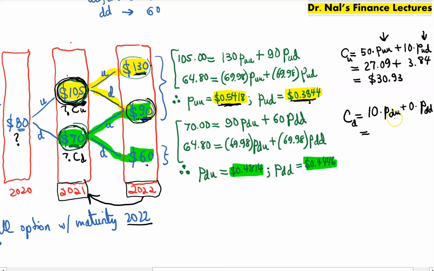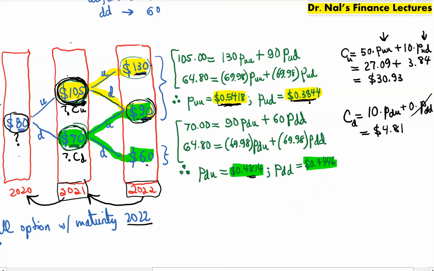So it's just 10 times, because 0 times this one will just vanish, 10 times this number, which is $4.81. Now we can combine them together, go one step backwards, backward induction. So therefore, what is the value of the call option? We need to further calculate state contingent claims for going from here up versus down. We need 2 sets of new equations for that. So let's do the very last step and finish it with this question.